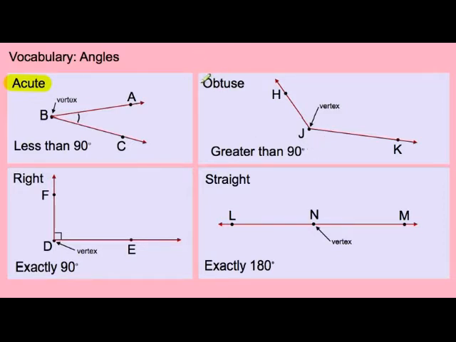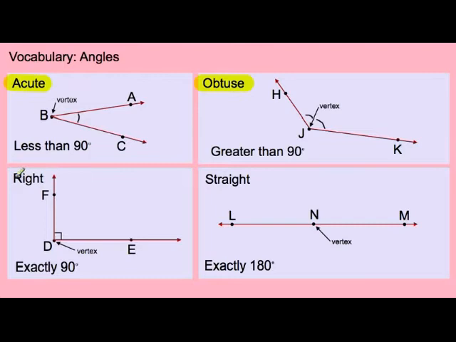All right, next angle we're going to review is obtuse. And an obtuse angle is anything greater than 90 degrees. And again, we're measuring the inside part of the angle, and that has to be greater than 90. And the place where the two rays come out of it is called the vertex.